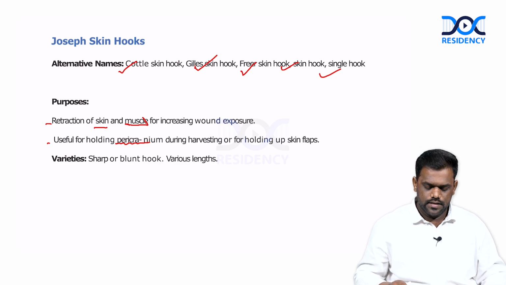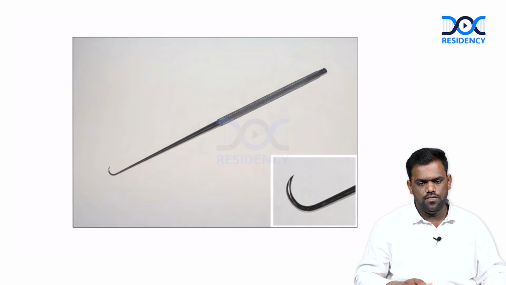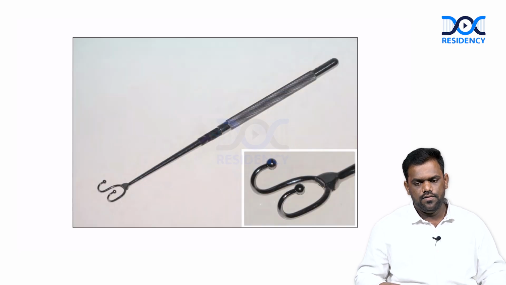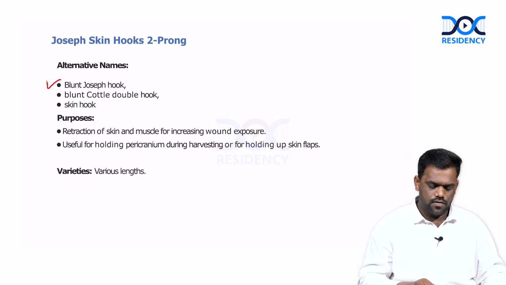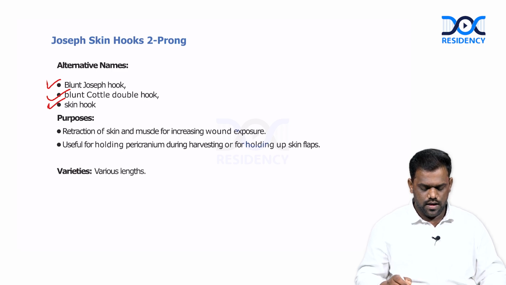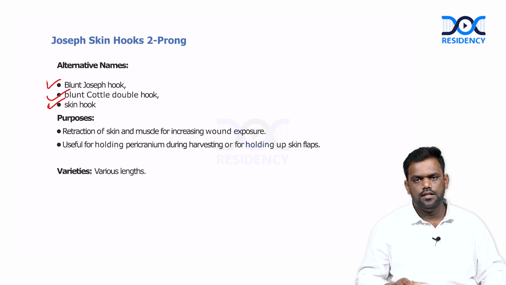Based upon sharp or blunt, it can be varied. Okay, this is your Joseph skin hook. Next, identify this instrument. This is your Joseph skin hook with the 2 prongs. The alternative names are blunt Joseph hook, blunt Cottle double hook, skin hook. It has a similar purpose to the Joseph skin hook, but here the edges are blunt.